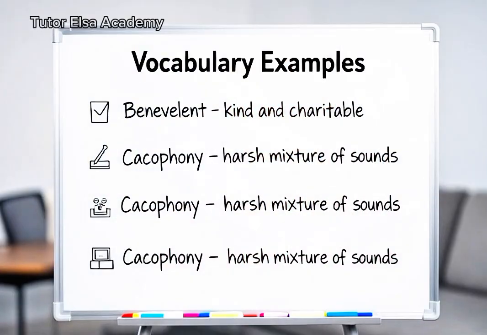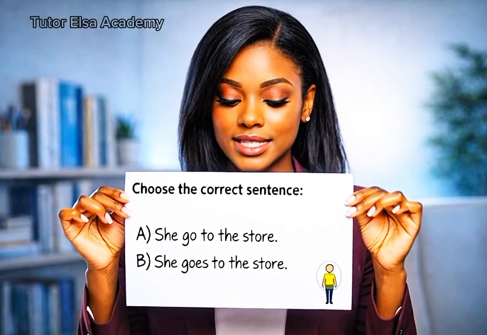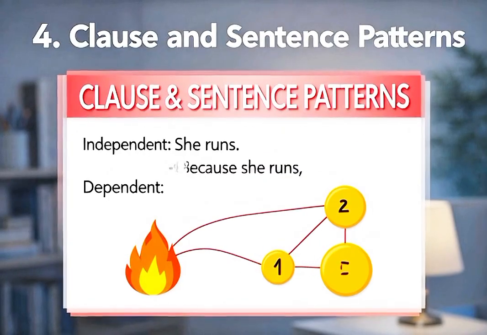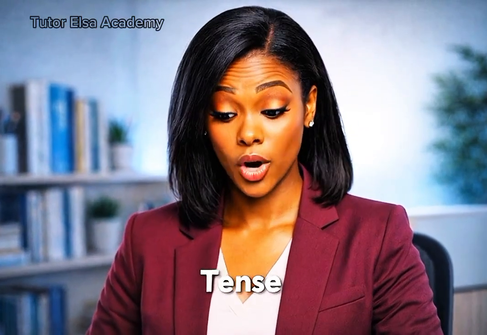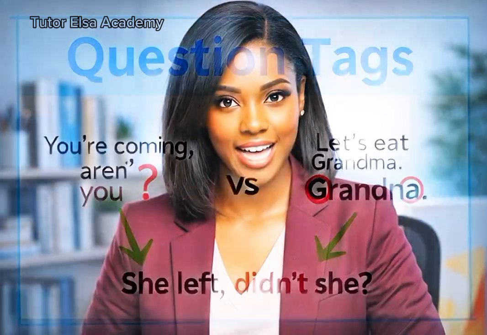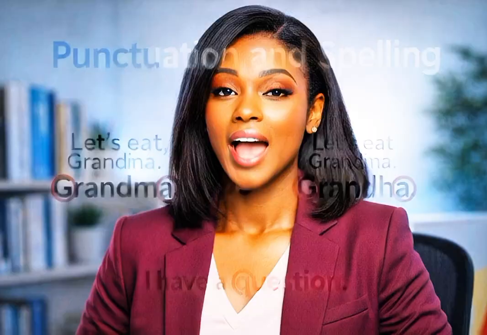Lexis and Structure is the part of the exam that checks your vocabulary, grammar, and sentence understanding. Here's what you'll see in this section. First, synonyms. Second, antonyms. Third, homonyms. And fourth, clause and sentence patterns. Word classes and their functions. Mood, tense, aspect, number, concord, degree. Tags. Next, punctuation and spelling. Finally, ordinary, figurative, and idiomatic use.